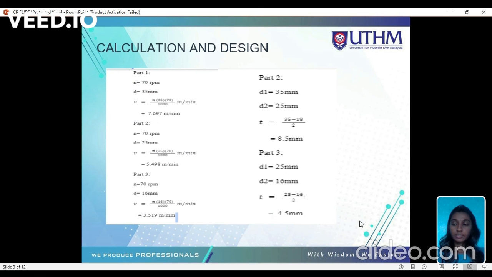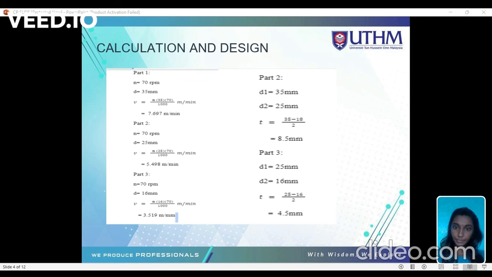Next, I will be presenting about calculation and design. So basically, for the design we have chosen, we have two calculations, where the first is cutting speed. The formula for cutting speed, for short, is V. So the formula is V equals pi d n divided by 1000, and the SI unit for this is m per minute.